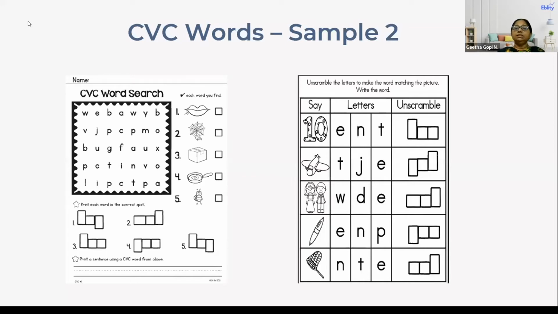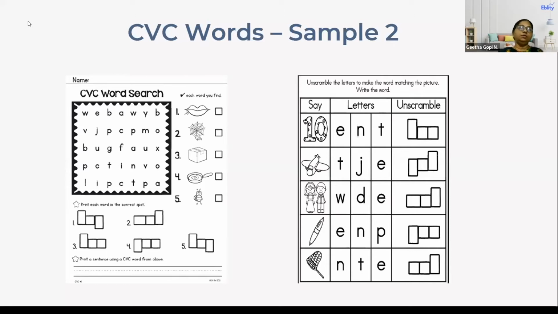On the right-hand side, another sample worksheet is shown where the letters are in a jumble and they have to unscramble the letters and put them in the correct order. And here again, the shape is provided to give the children a clue on what it is. The picture also gives them a clue on what the word is.